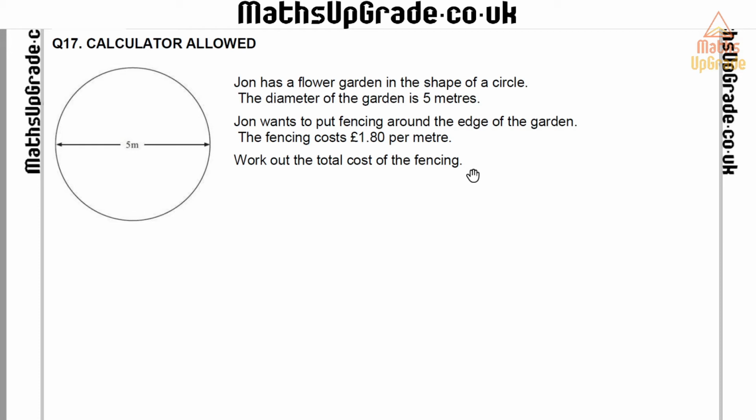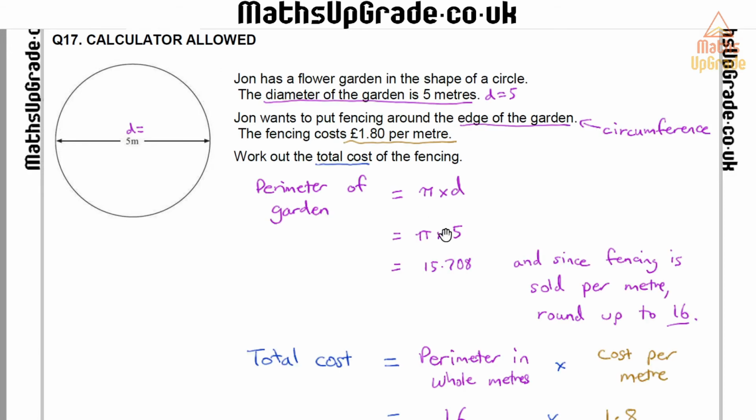Okay, so the perimeter of the garden is the circumference all the way around. So to find the circumference, I'm going to use the formula C equals pi d. So pi times the diameter, which gives me 15.708 meters. So that's the distance all the way around that garden.